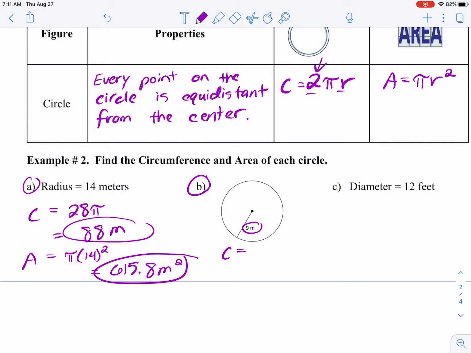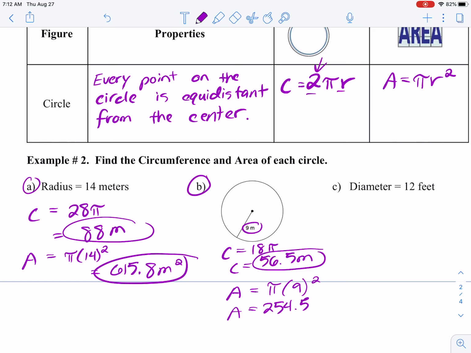Circumference, again, you have a radius of 9, so we need to double that radius and multiply by pi. We get a circumference of 56.5 meters. And then for area would be pi times my radius squared. You get 254.5 meters squared. Okay, why don't you guys go ahead and try example C on your own, and we'll check your solutions in just a sec.